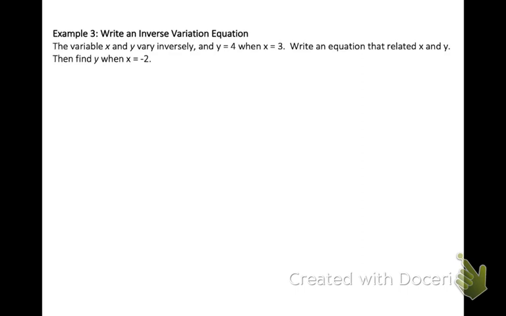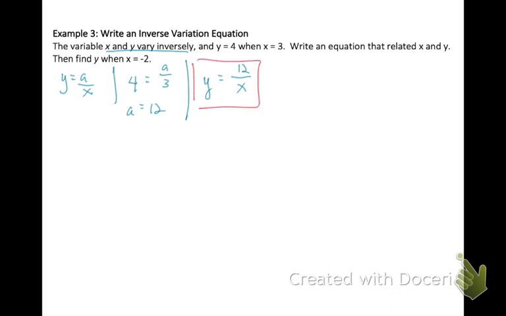Now we can write an inverse variation equation. Notice we've got the information that the variables x and y vary inversely. So let's write down the equation pattern that they'll fit into, which is y equals some number a divided by x. And then it says when y equals 4, x equals 3. So we'll use that information to find our constant, a. We'll multiply and see that a is 12. So now we can write our inverse variation equation: y equals 12 divided by x. So that's the answer to the first question we were posed.